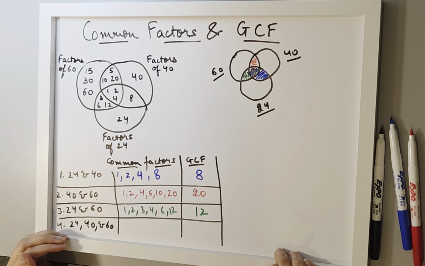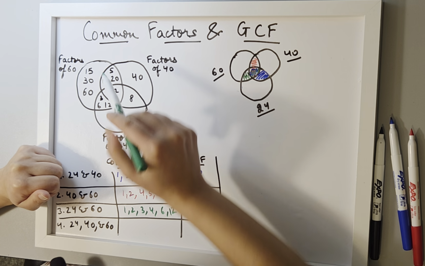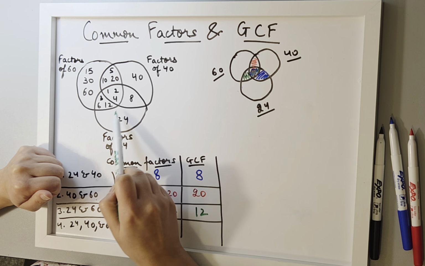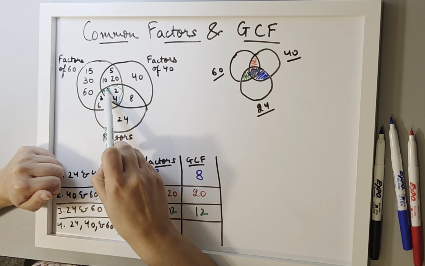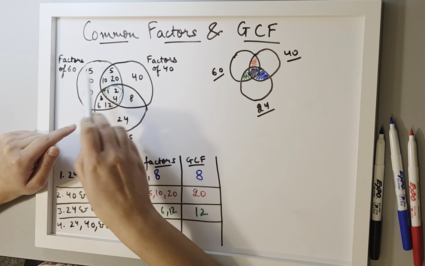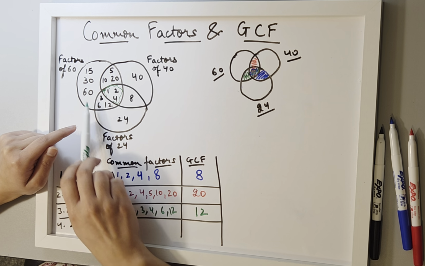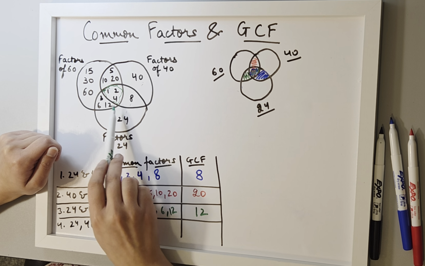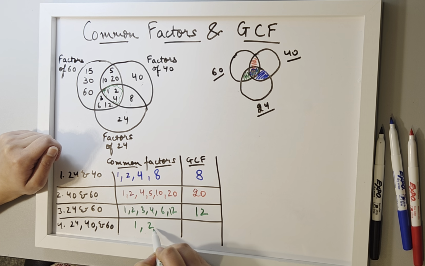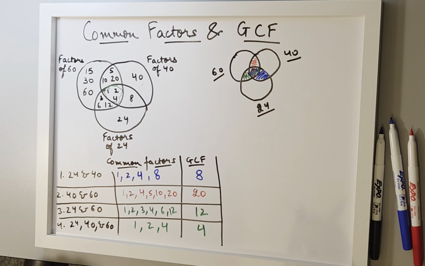Now we have to find the common factors for all the three. Okay. So for all the three, this circle, this circle and this circle, only this portion is the common one. So this is only for these two, this is only for these two, and this is only for these two. But for all the three, only the center portion. So it will be 1, 2, and 4. And out of that, the greatest will be 4.